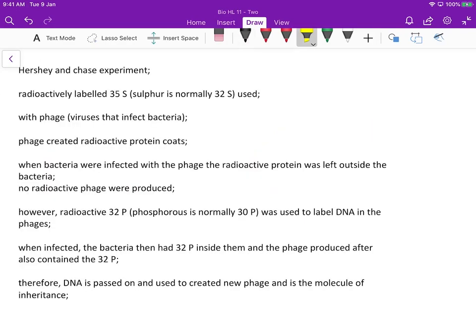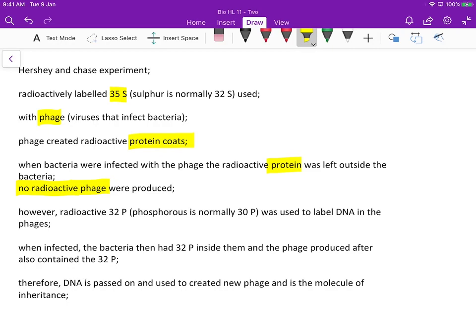So here's a quick recap. So it was the Hershey and Chase experiment. They radioactively labelled 35S for sulfur, and they did that to label the phage, the bacteriophage, to label the protein coat. And they found that the bacteria infected with the phage with the radioactive protein, well, the protein was left outside. There were no radioactive phage produced, or none passing on inside into the pellet.